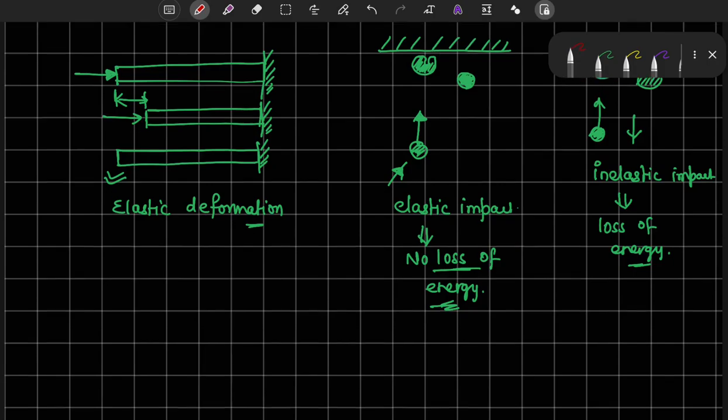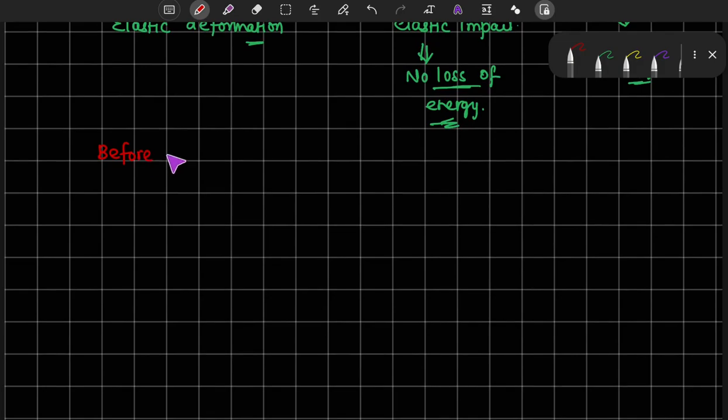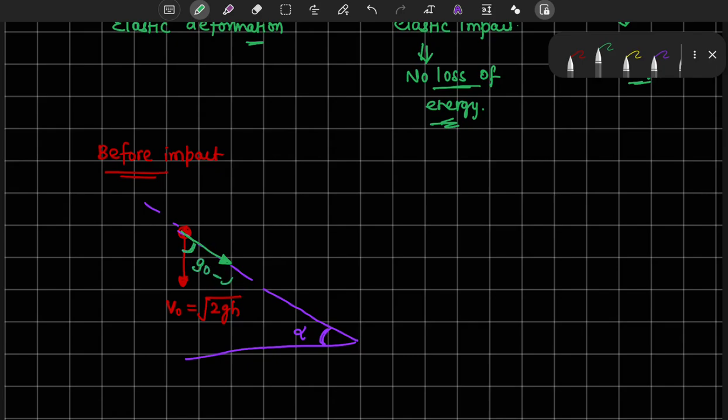Now let us say that before impact the ball has the velocity in this direction and the value is v naught equal to the square root of 2gh. Let us say this is the inclined plane which is making an angle of alpha. The velocity before impact in the direction of the inclined plane, this particular angle will be 90 minus alpha. So this component will be v naught cos of 90 minus alpha, which is equal to v naught sin alpha, and this component will be v naught cos alpha. This is the condition just before impact.